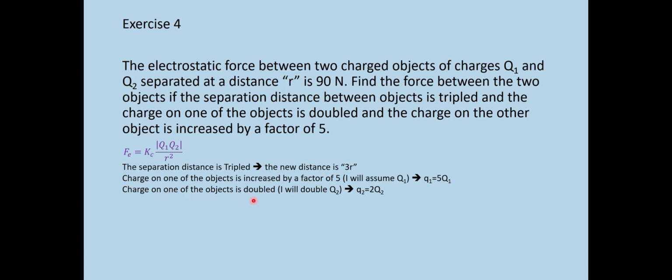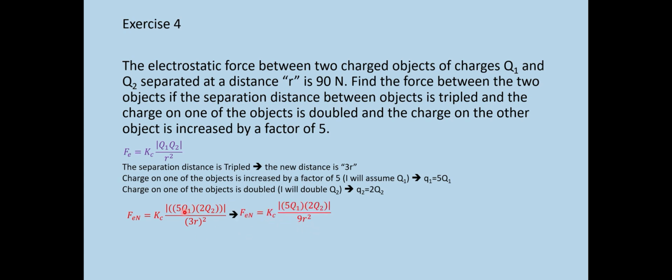The charge on one of the objects is doubled. Same thing, they didn't mention. I chose Q2, so the new charge Q2 is double the original charge Q2. How to replace? Instead of Q1, I write 5Q1. Instead of Q2, I write 2Q2. Instead of r, I write 3r. So I replace the variations in the formula.